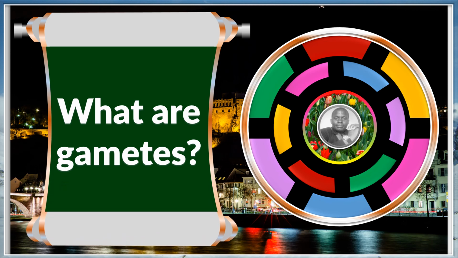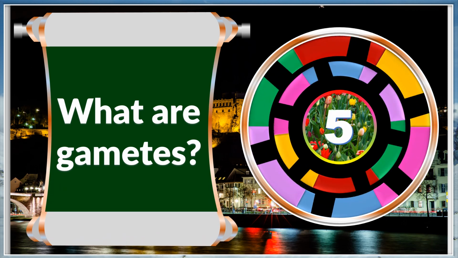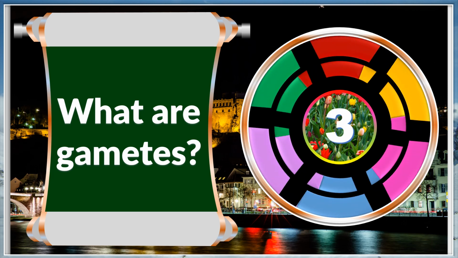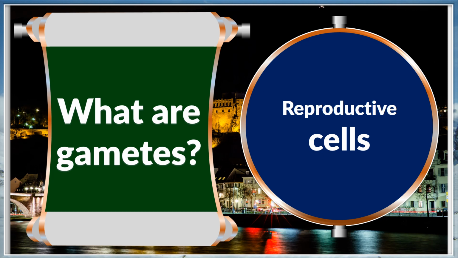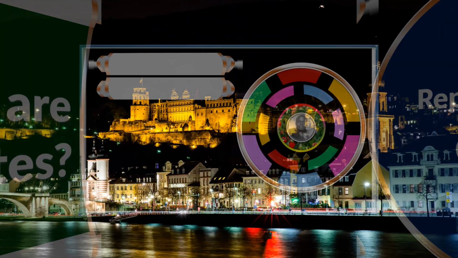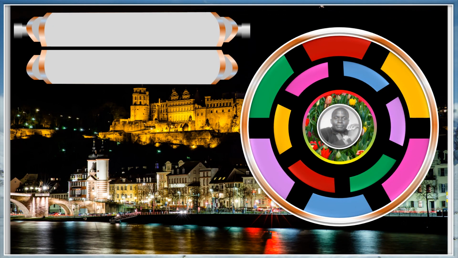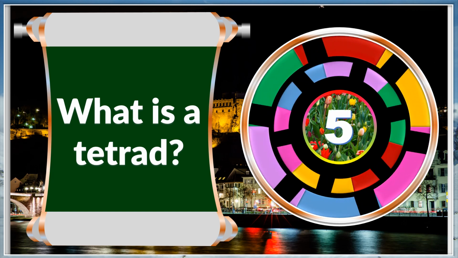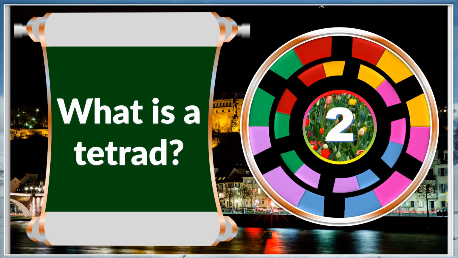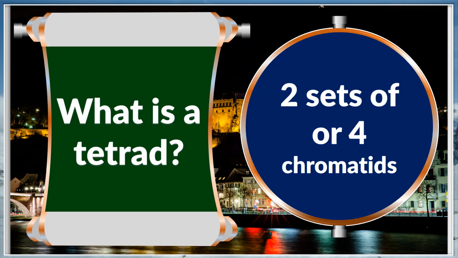What are gametes? Reproductive cells. What is a tetrad? Two sets of chromatids, or 4 chromatids.